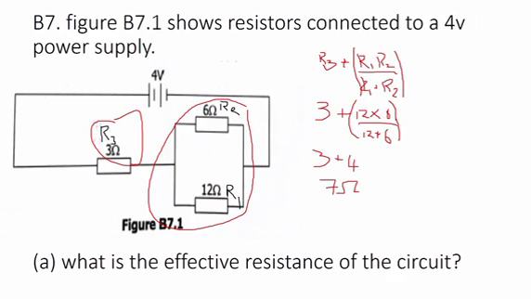This question was having 2 marks. So that is our answer there. What is the effective resistance of the circuit? So the effective resistance of the circuit is 7 ohms. That is the answer. If you want, you can use this other formula.